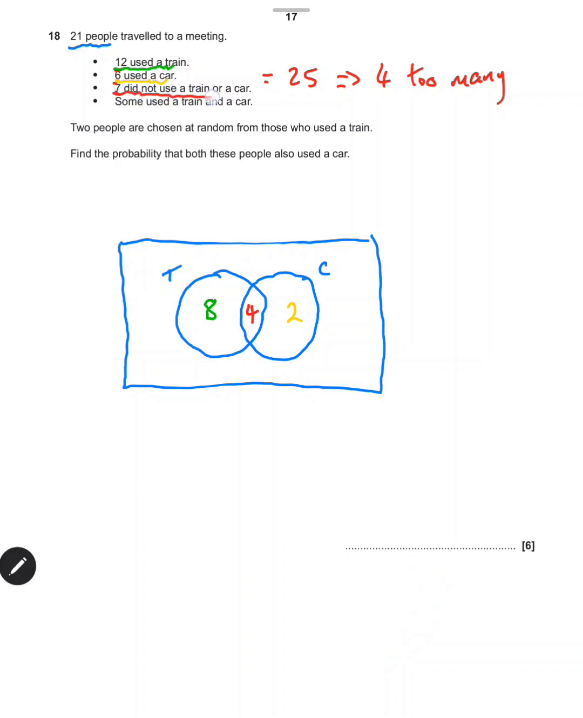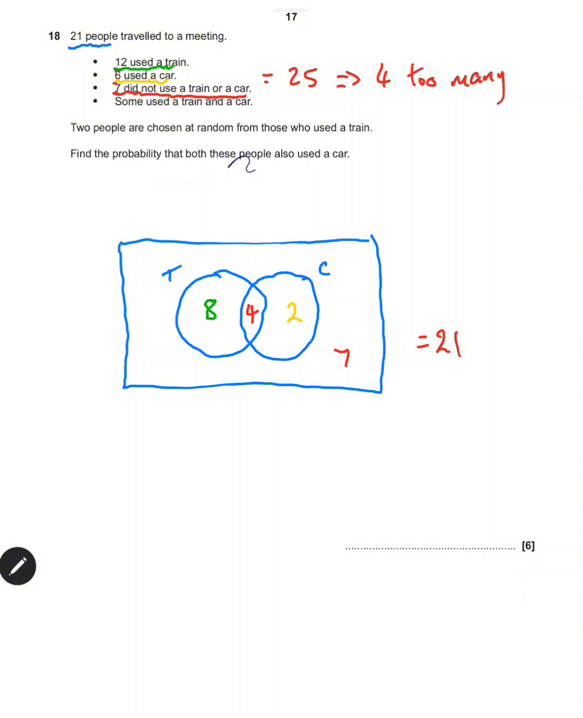7 did not use a train or a car. Well, that's easy. That's these people outside of the Venn diagram. And we'll just double check. 8, 9, 10, 11, 12, 13, 14. Add the 7, makes the 21 people that we were told in the first place.